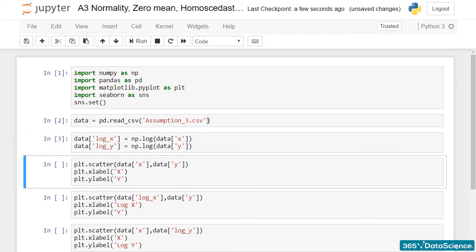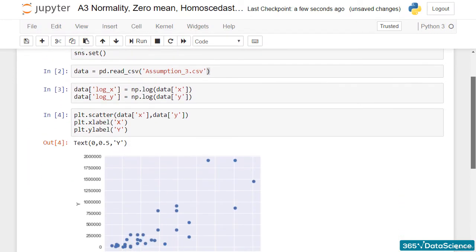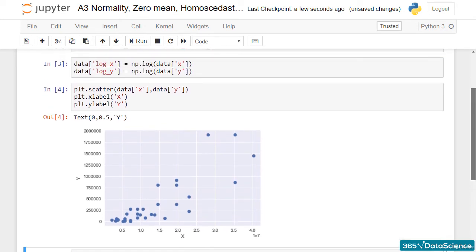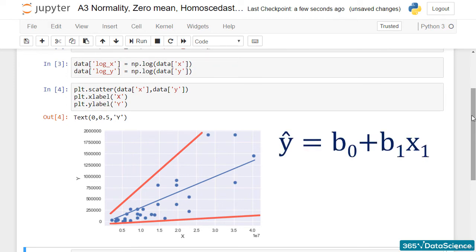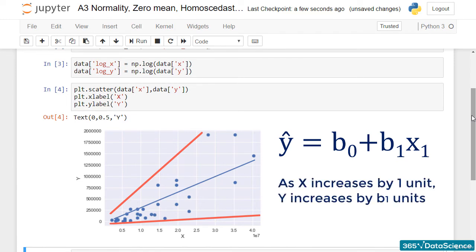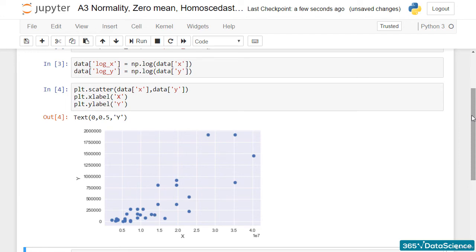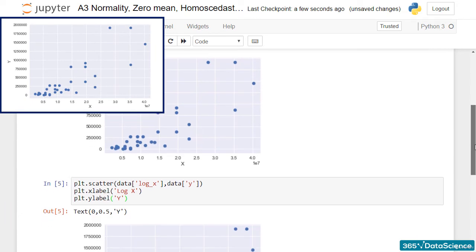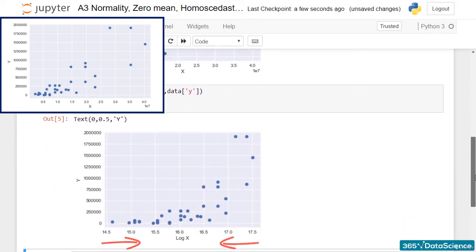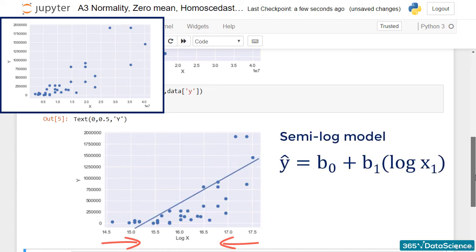Let's see an example. This is a scatter plot that represents a high level of heteroscedasticity. On the left-hand side of the chart, the variance of the error is small, while on the right, it is high. Here's the model. As x increases by 1 unit, y grows by b1 units. Let's transform the x variable to a new variable called log of x and plot the data. This is the new result. Changing the scale of x would reduce the width of the graph. You can see how the points came closer to each other from left to right. The new model is called a semi-log model.